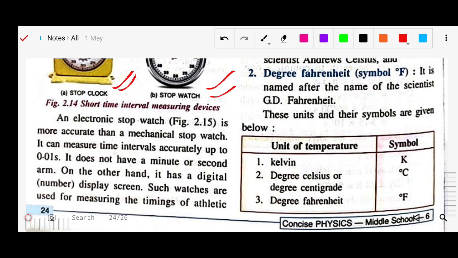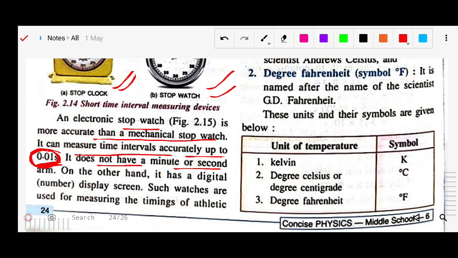To measure that, the electronic stopwatch is more accurate than the mechanical stopwatch, right? There are two types, electronic and mechanical. Mechanical means no battery is needed; the machines inside work without batteries. It measures time intervals accurately up to 0.01 second. Electronic ones do not have a minute or second hand. This 0.01 measurement can be done accurately by the electronic watch, and it doesn't have a second hand or hour hand, only digital numbers displayed on the screen.